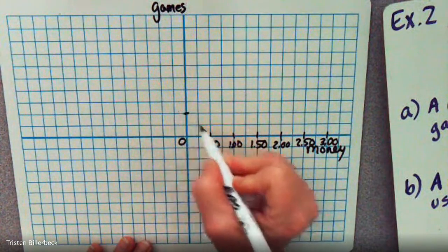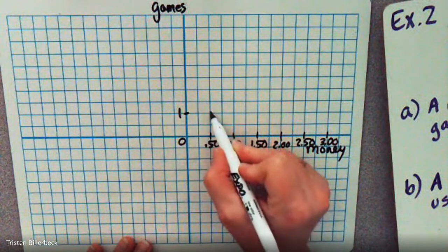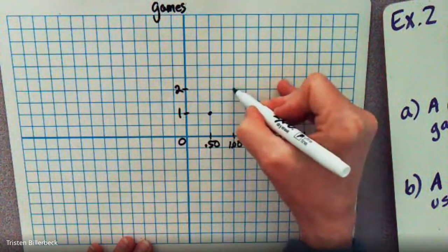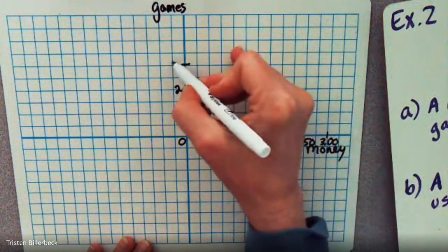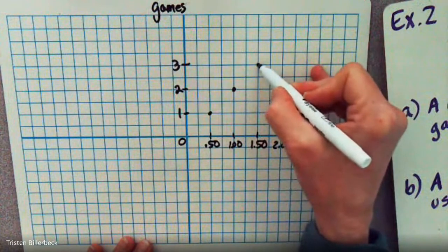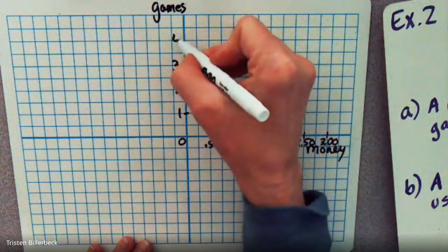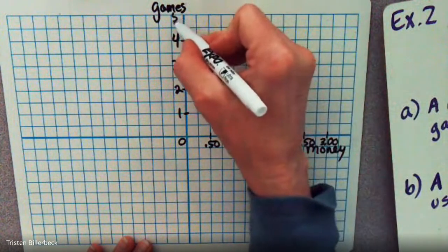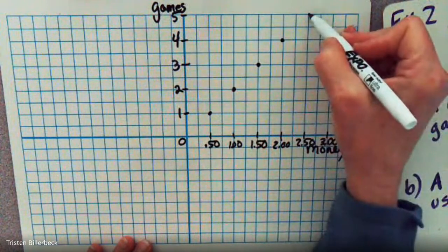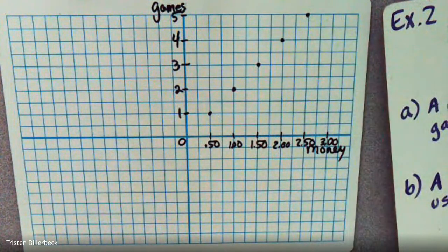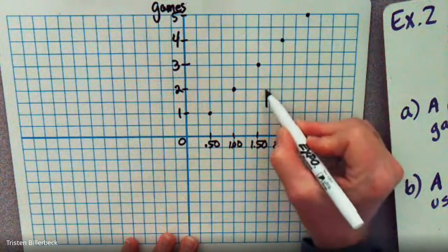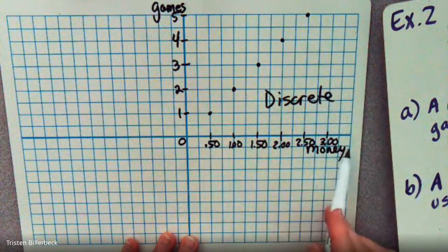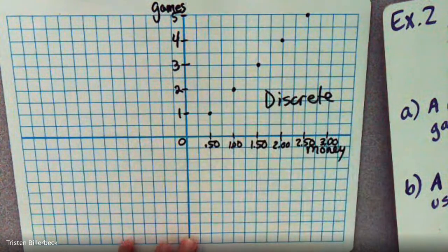So if we put 50 cents in, we play 1 game. If we put $1 in, we get to play 2 games. If we put in $1.50, that gives us 3 games. And if we put in $2, that gives us 4 games. And then finally, we get our 5th game if we put $2.50 in. Okay, so this would be discrete data, and our domain is discrete, and our range is discrete.